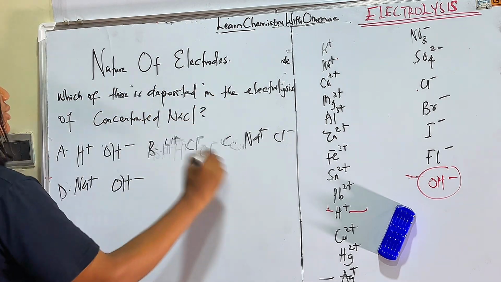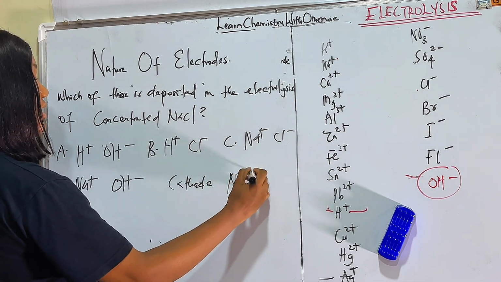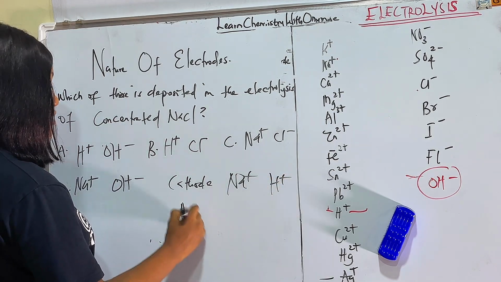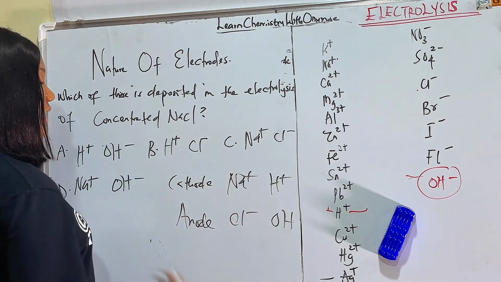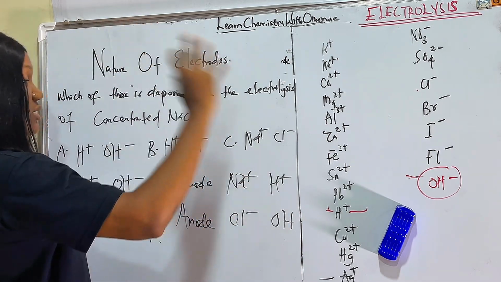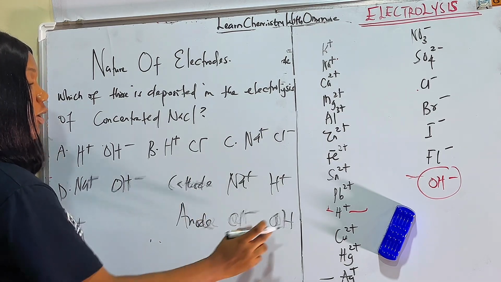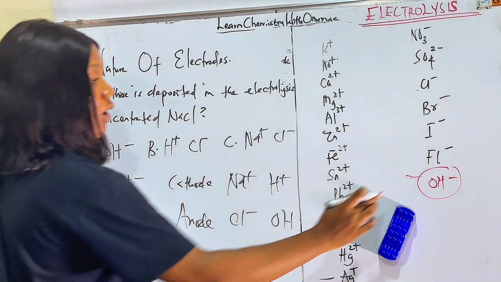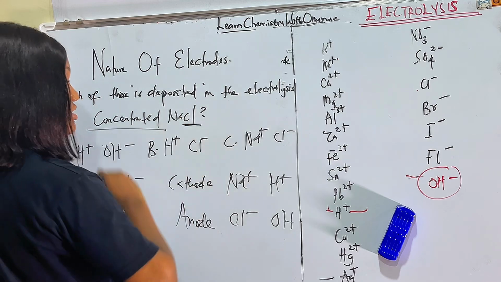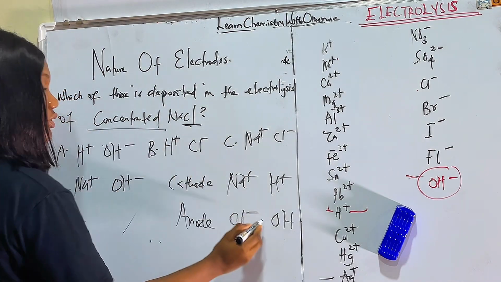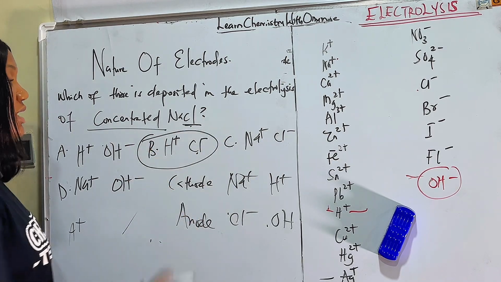So at the cathode, you're going to have sodium and hydrogen. At the anode, you're going to have chlorine and OH. Now for the cathode, which is below in the electrochemical series? Hydrogen. So at the cathode, hydrogen is going to be discharged. How about here? OH and chlorine. Normally, OH is supposed to be discharged, but come back here. This is concentrated. And I said concentrated is going to affect what? Halogens. And this is a halogen. So between OH and chlorine, which is going to be discharged? Chlorine. So the answer is B. Hydrogen and chlorine are going to be discharged.